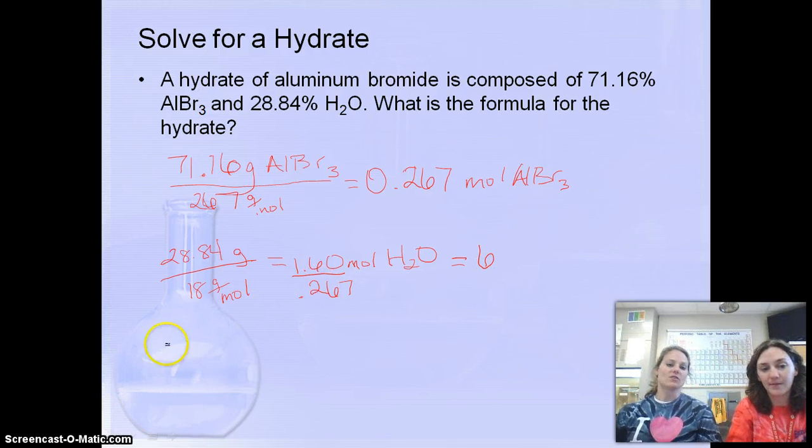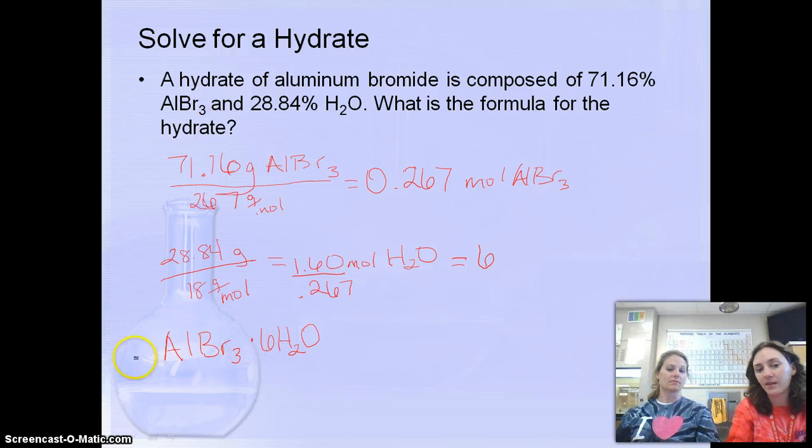Now what we have to do is write it out. AlBr3 dot, not a multiplier, just a separator, 6H2O. Although you will see it sometimes as an X, not a dot. I've seen it in college as an X. But most of the time it's going to be a dot. So there is your formula for your hydrates.